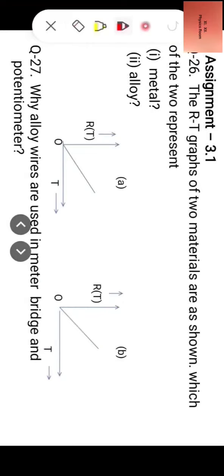Assignment 3.1 continued. Question number 26. The RT graphs of two materials are as shown. Which of the two represents metals? Number 2, alloys. So you have to look at the graph and tell which graph represents metals and which graph represents alloys. Question number 27. Why are alloy wires used in meter bridge and potentiometer?